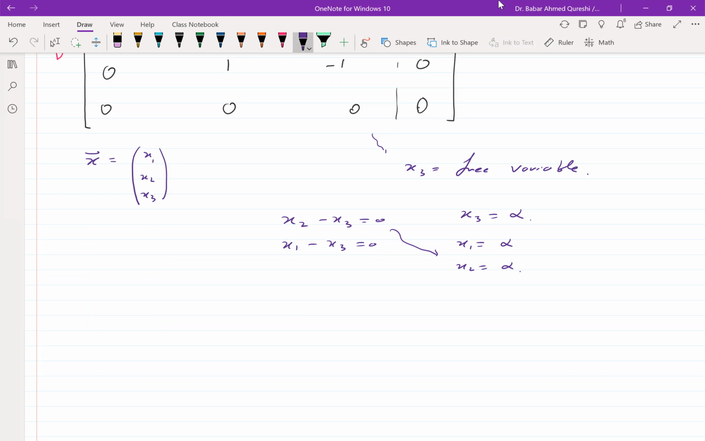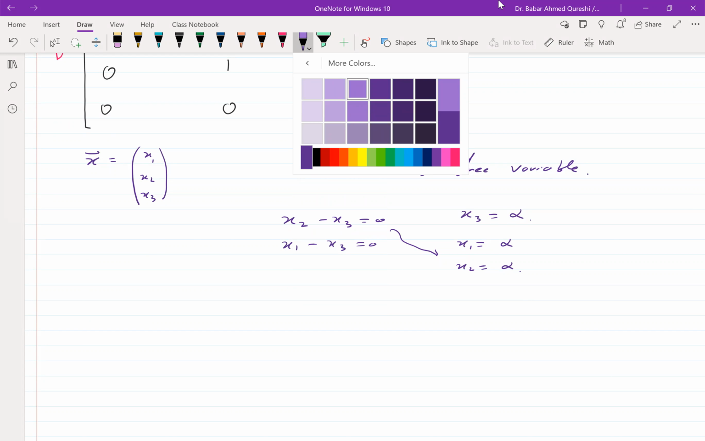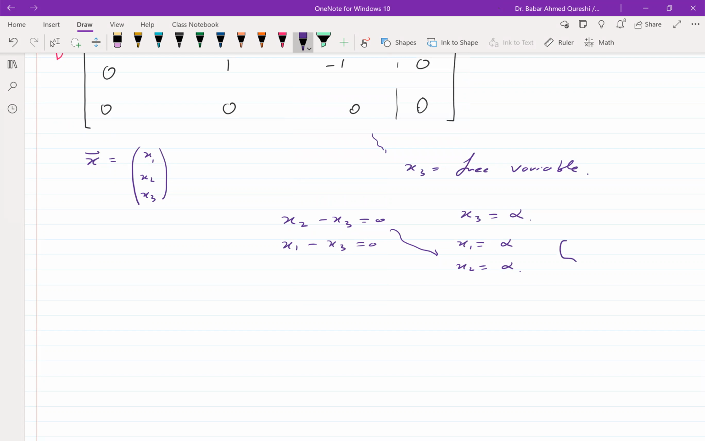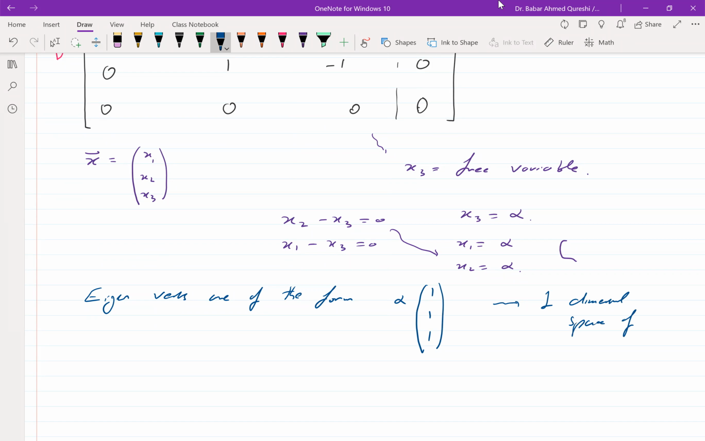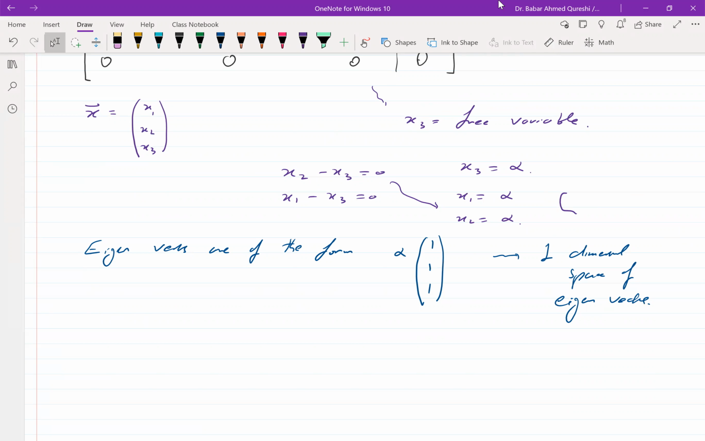This tells me that the eigenvectors are of this form. So there is a one-dimensional space. You don't get just one eigenvector, you get a whole lot of them, a full one-dimensional space, which is generated, spanned by this.